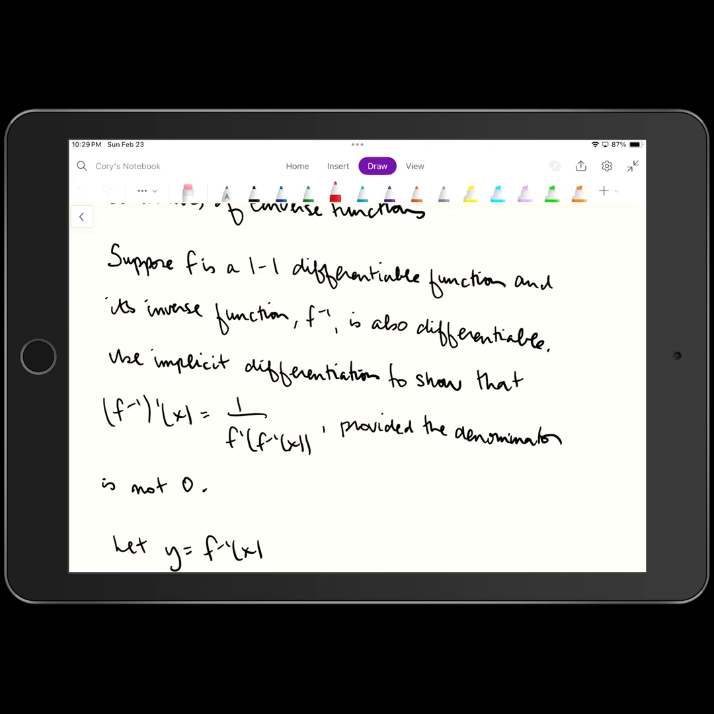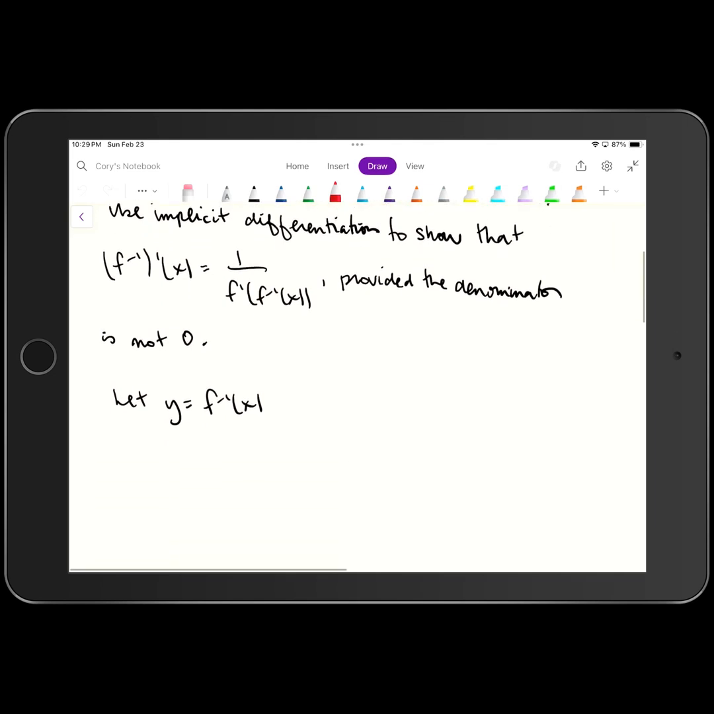Okay, so what we're going to do is actually work through the derivation of this, just using a little bit of algebra and a little bit of implicit differentiation. Okay, so to start out here, we are going to let y equal f inverse of x. And again, we're going to pretend like we don't know how to take the derivative of this function. Okay, so to get around not knowing how to take the derivative of this function, what we're going to do algebraically to start with is apply the function f to both sides of this equation.